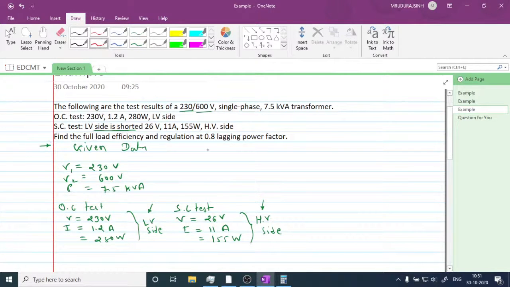And now we need to find, we will write data to find. What data we need to find?